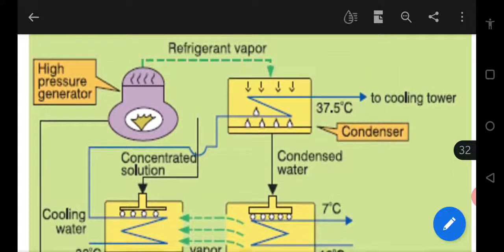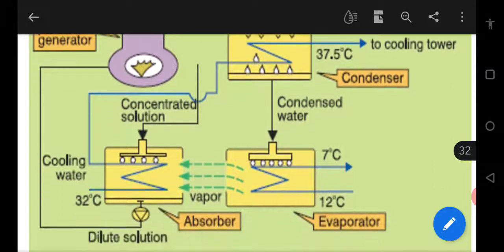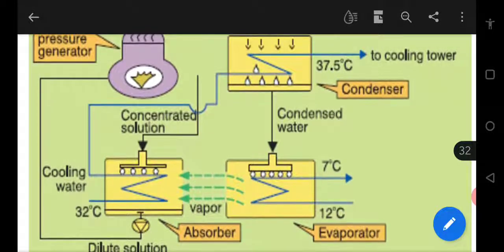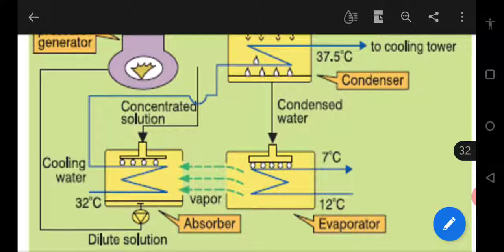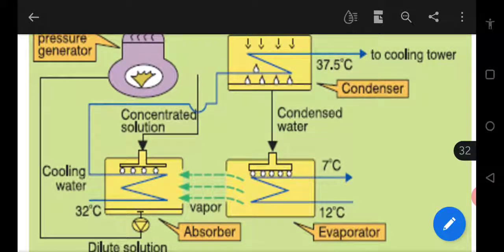This is used where waste heat is available, free heat is available, or solar energy is available. It is mostly dependent on heat energy and doesn't work on electricity. Some small amount of electricity is required just for pumping, and the pumping requirement is considerably low compared to the energy required by the compressor. There are two types of system: one is the lithium bromide system, and the second is the ammonia water system.